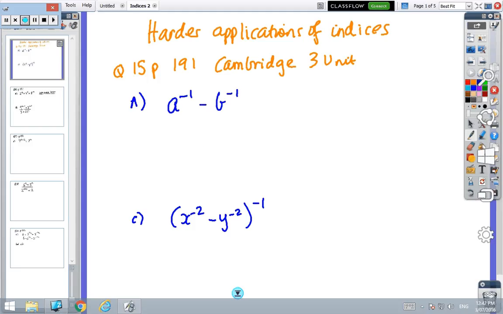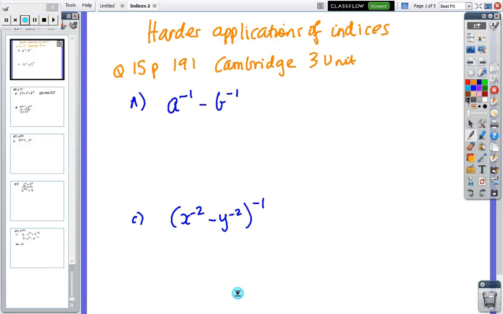In question 15, we're asked to write as a single fraction and you can't have negative indices. Okay, so we've got a few options, but I'll try to do it in the most simple way. We're looking at a to the minus 1, so that's just 1 on a. We've got a minus sign, and b to the minus 1 is 1 on b. So we've written them as a fraction, and we've got no negatives, but they're not a single fraction. So what we have to do is look for the common denominator.